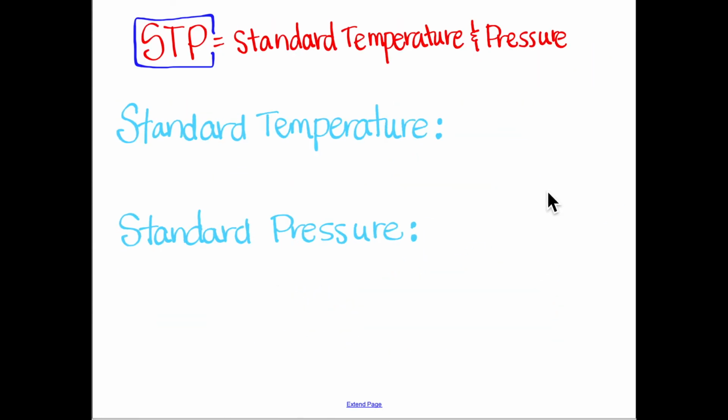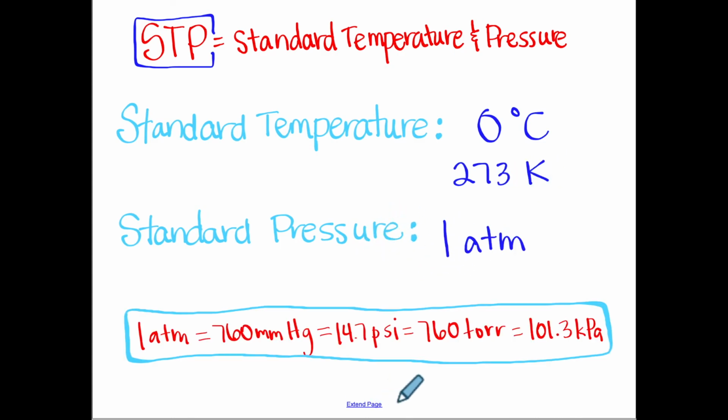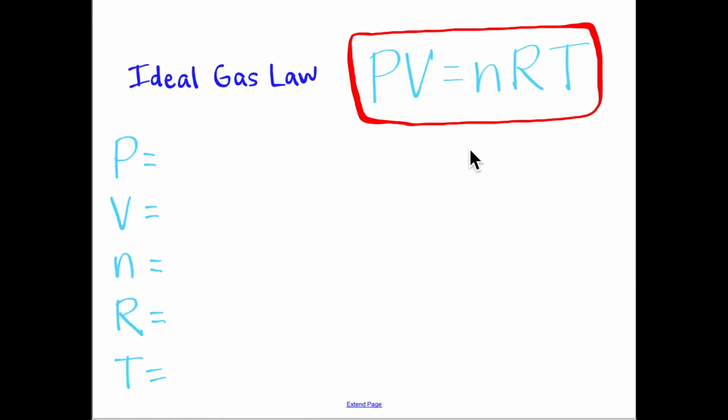A lot of times in gas laws problems, you will see the abbreviation STP. STP stands for standard temperature and pressure. Standard temperature is 0 degrees Celsius, which is the same as 273 Kelvin. Standard pressure is 1 atmosphere. Standard pressure is also equal to any of these values. This is the ideal gas law.